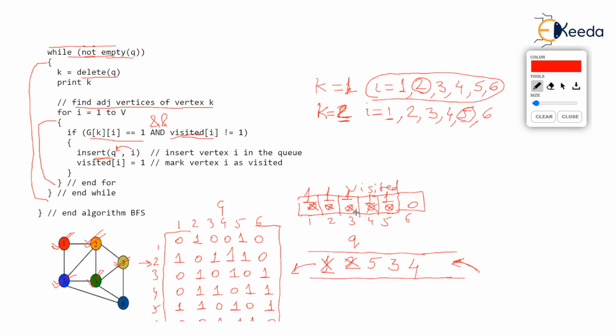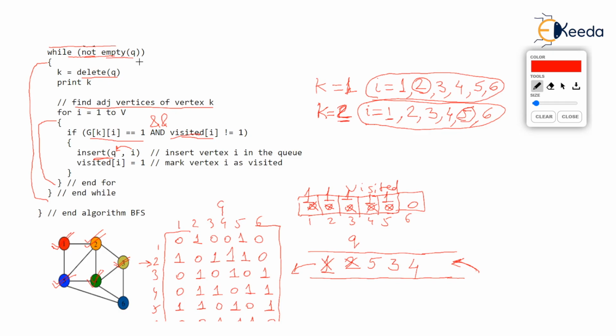2 and 6 are not adjacent itself. So the first condition of the if itself fails. So 6 is not inserted in the queue. And what you observe again is the for loop ends because it has gone from 1 to b to the entirety. If the for loop ends, the while continues. And while will continue because queue is not empty. Note that not empty queue is true because queue contains 3 values, 5, 3 and 4.